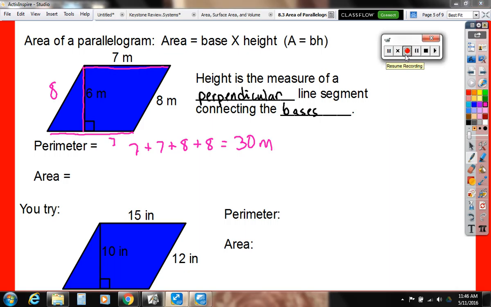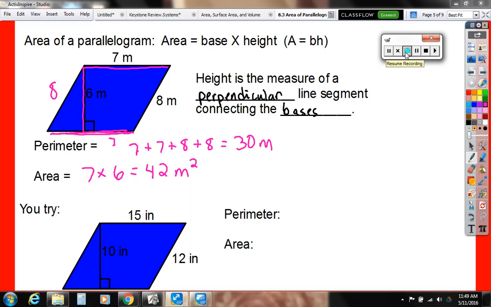Okay, so to find the area of our parallelogram, area equals base times height. So we're going to use 7 as our base. Our height is 6. 7 times 6 is 42 square meters. Okay, there's one for you to try. I'm going to pause the video, so if you're watching this at home, you can pause it, try this, and then come back to check the answer.